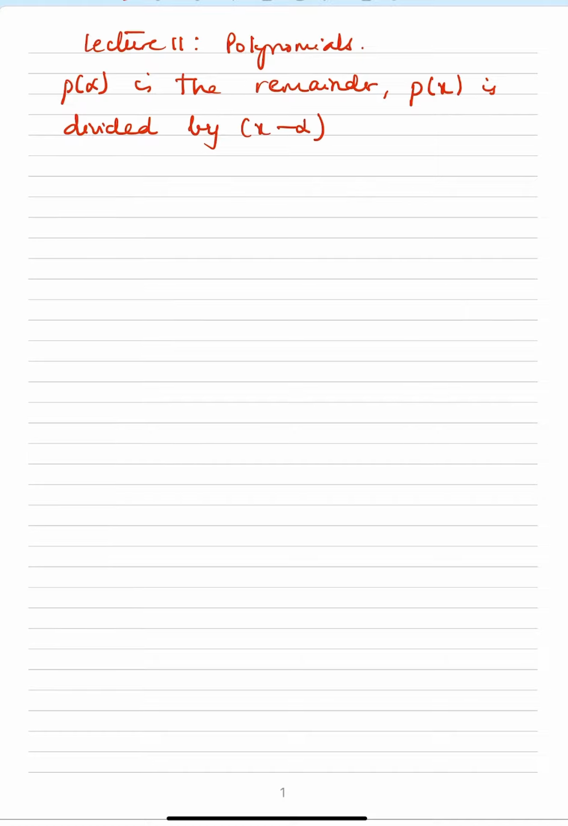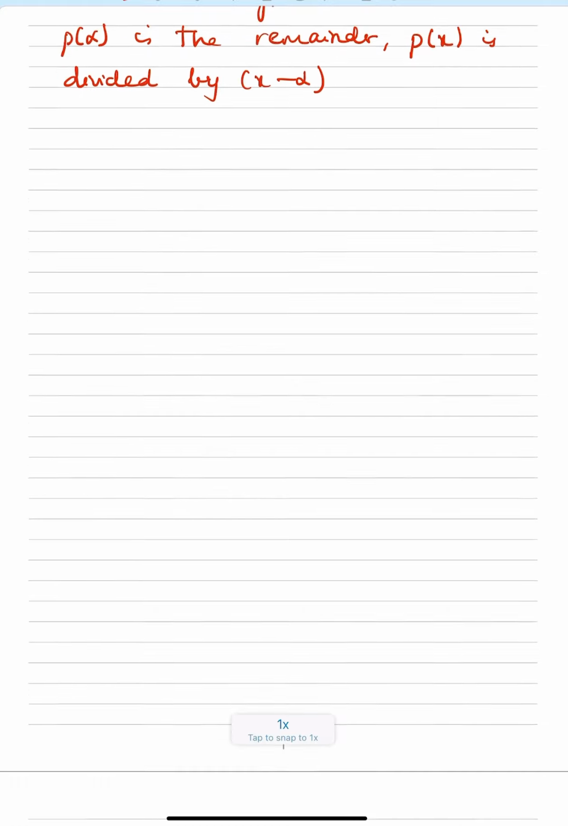Now we know that p of alpha is the remainder when p of x is divided by x minus alpha. Got it? This is the simplest way.